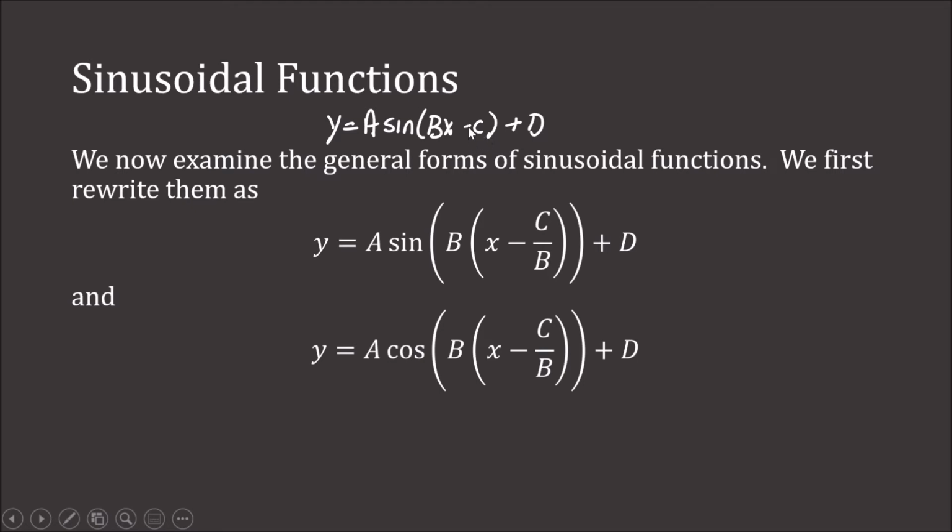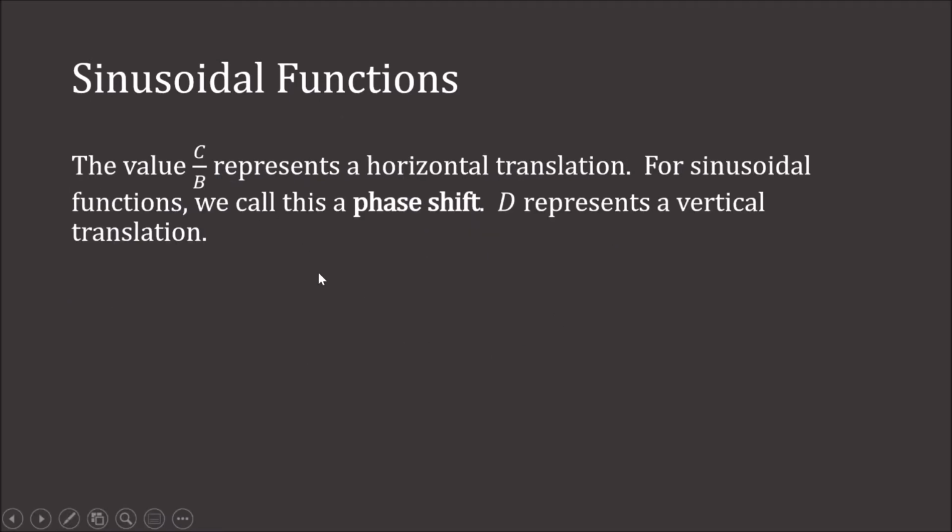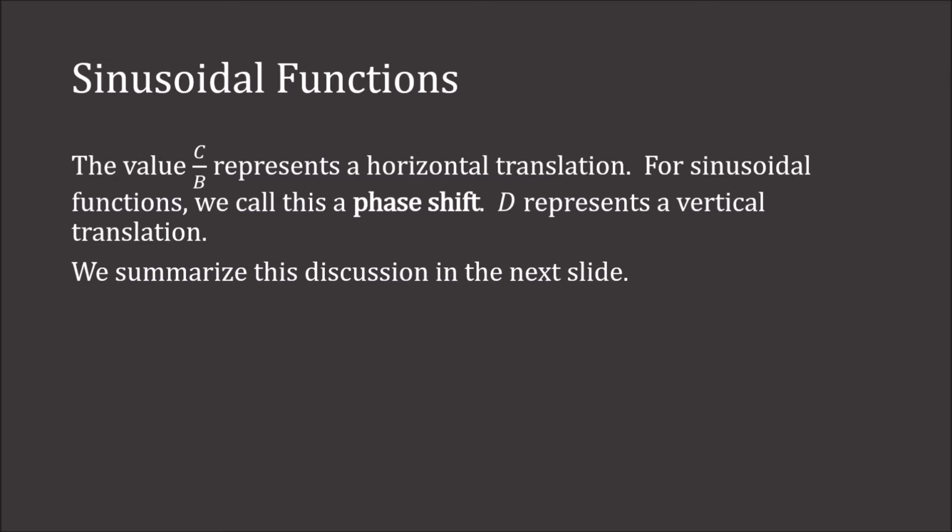Now, if you factor out a b from c, you have to be left with c over b, right? Because remember, if we were to distribute this b back in, we have to get bx minus c, which we do. This value, the c over b, represents a horizontal translation. For sinusoidal functions, we call this a phase shift. D simply represents a vertical translation. We now summarize this entire discussion on the next slide.